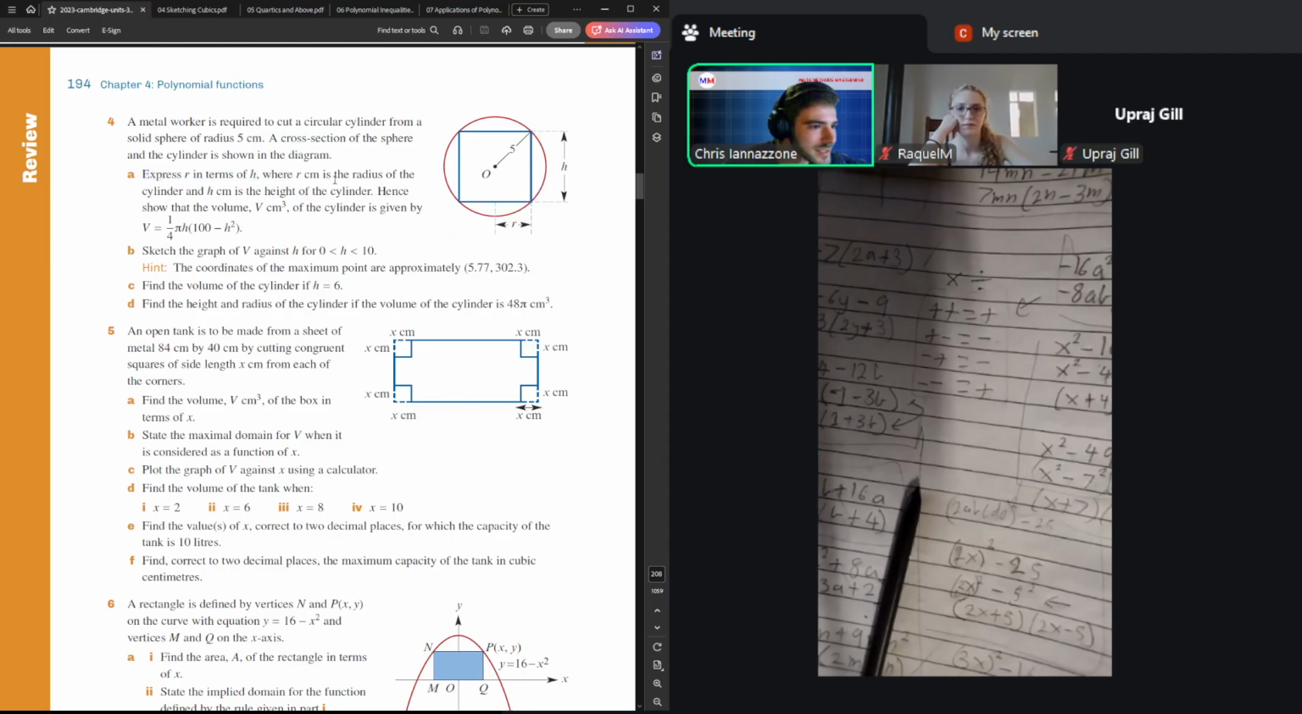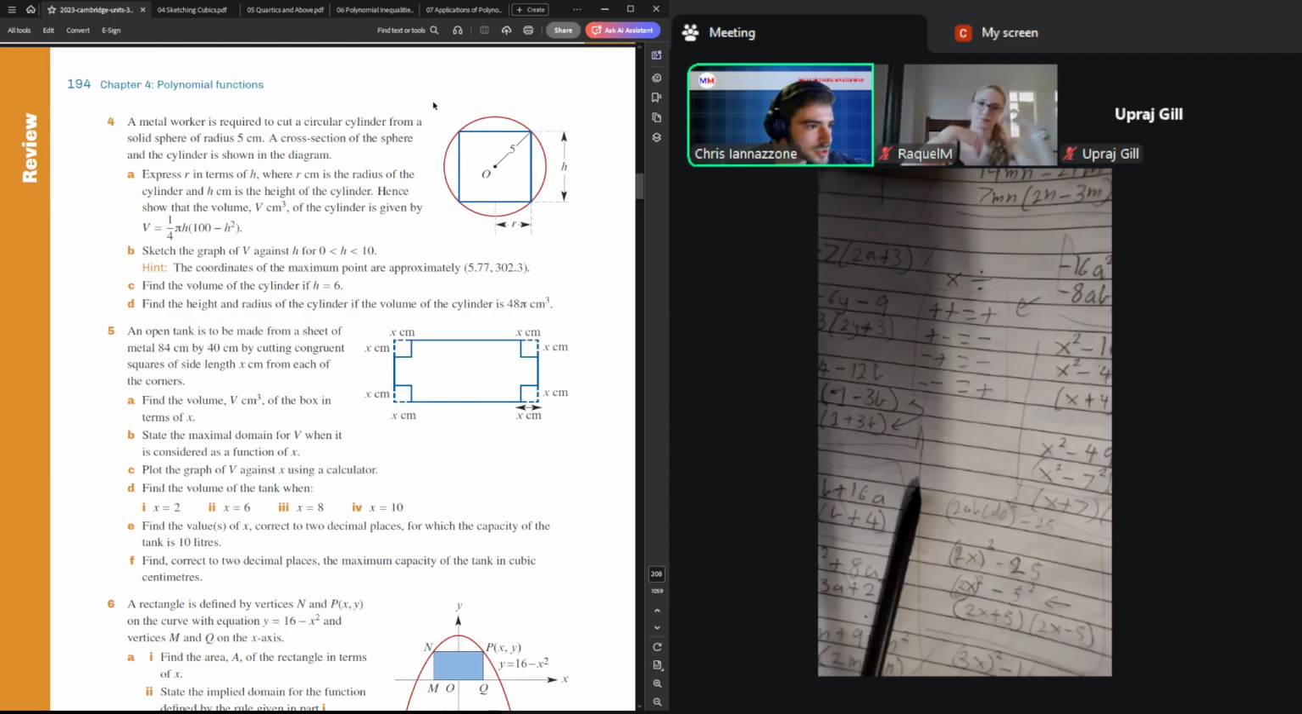Express r in terms of h. R is the radius of the cylinder. H is the height of the cylinder. Yeah, okay. And show that the volume. Oh, I guess it's the side profile, so you would see it as a square anyway. Yeah, okay. Hence show that this is our volume.